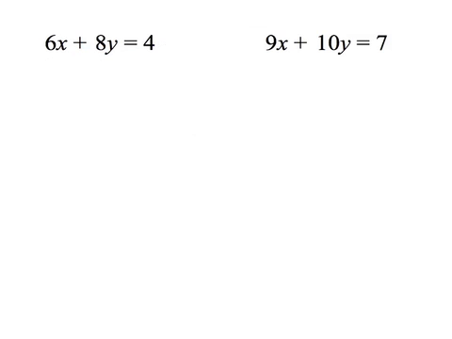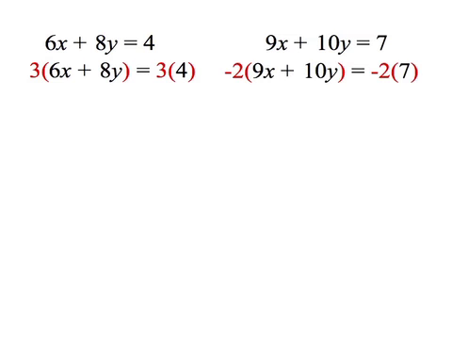In our final system, we have 2 more equations in standard form. Not quite as easy to work with as the first one because we don't have any pairs of opposites. And in fact, if we look at the 6x and the 9x, the lowest common multiple is 18. And if we look at the 8y and the 10y, the lowest common multiple is 40. So I'm going to use the smallest one, the 18. So that means I'm going to multiply the first equation by 3 so that I end up with 18x. And I'm going to multiply the second equation by -2, so I'll end up with -18x.